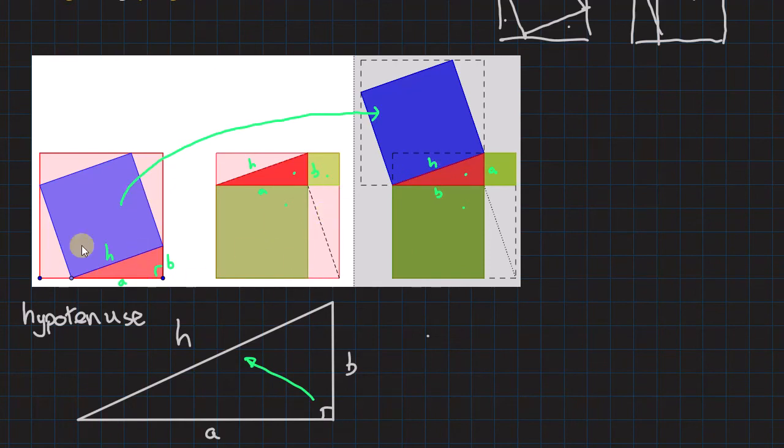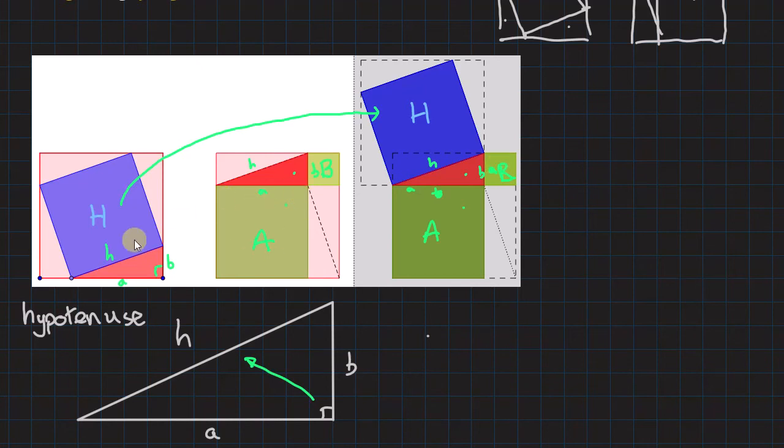The blue square, because it's on side H, I'm going to say its area is capital H. This green, because it's on the same side as my A, I'm going to label it as capital A. And the small square, capital B. So we actually have, got these the wrong way around. Just correct my notes here, A and B.